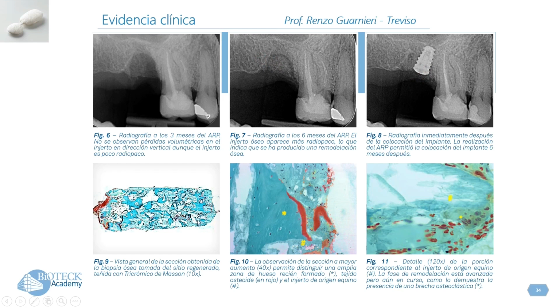And here he also took a biopsy when he put the implant. We can see here the new bone formed, marked by the asterisk, the bone that is maturing. And here we can observe this osteoclast, the cell that is going to digest the granules of the equine bone. So there are still some granules to be remodeled, and the osteoclast is doing the job.